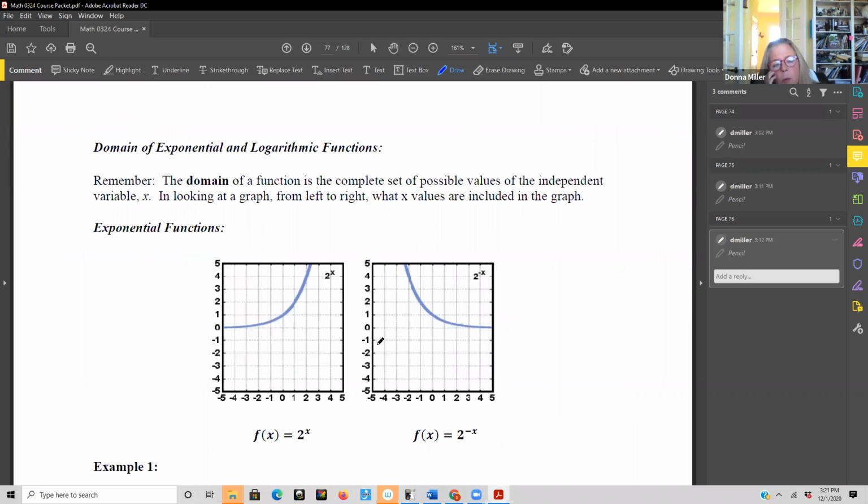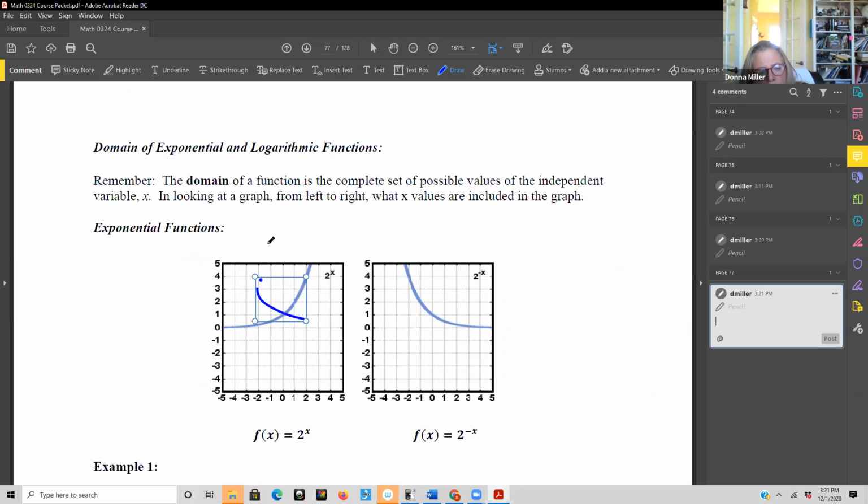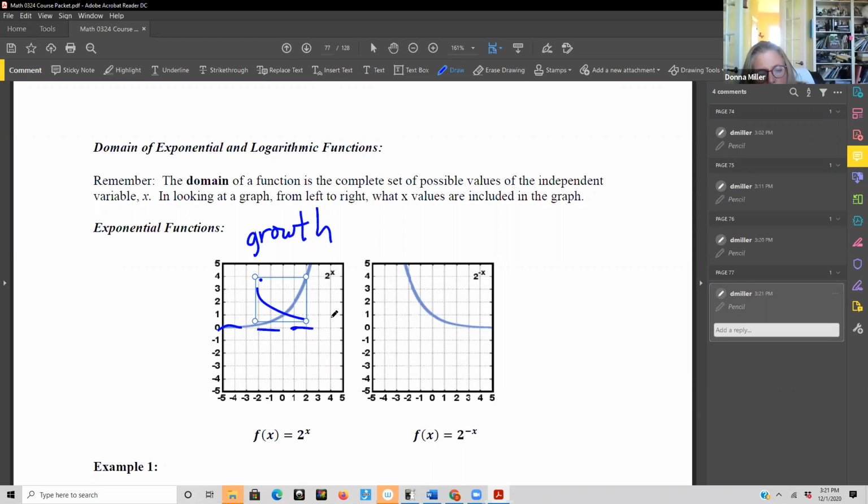What we need to talk about is domain. There is an issue with fractions and square roots. There's also an issue with logs. So this kind of completes the domain for you. If I look at this graph, this is the graph of 2 to the x. It's flat and then it goes up. This is called exponential growth. I want you to notice that this graph does not dip below 0. So it has a horizontal asymptote at y equals 0. And this graph also does.